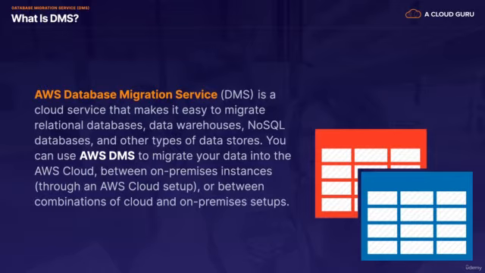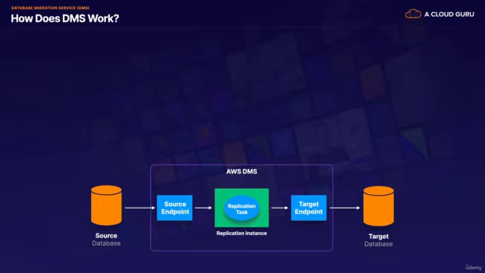So DMS is a way of migrating your databases. You can migrate your databases onto the cloud, you can migrate your databases off the cloud if you want, and you can also migrate your databases between on-premise setups as well. So let's have a look at how DMS works.